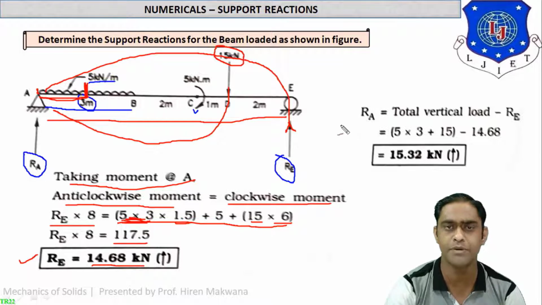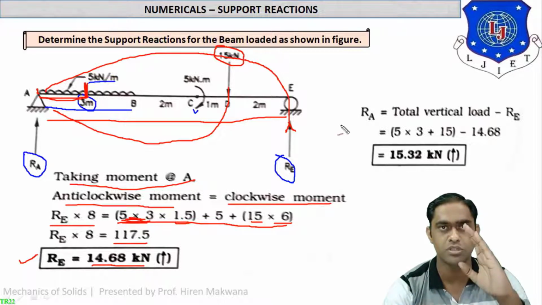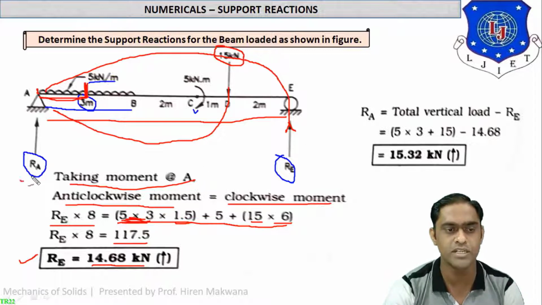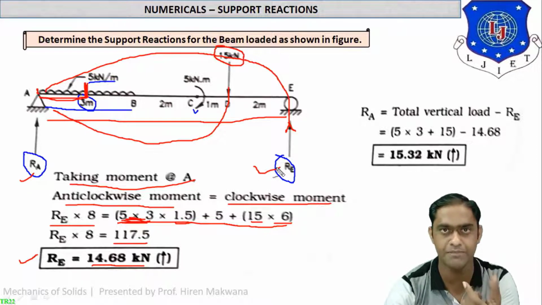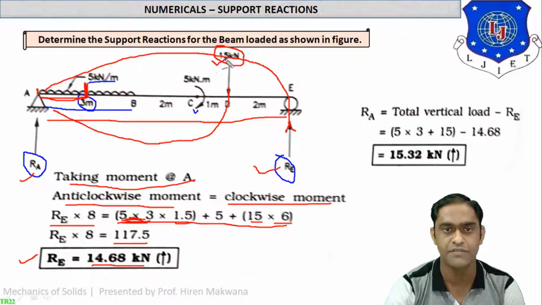Now as per step number 4, total vertically upward force is equal to total vertically downward forces. Now vertically upward forces are Ra and Re. So Ra plus Re will be left side of the equation actually. And downward forces are this 15 and this 5 into 3, 15. So total downward forces will be 5 into 3 UDL and point load directly 15.